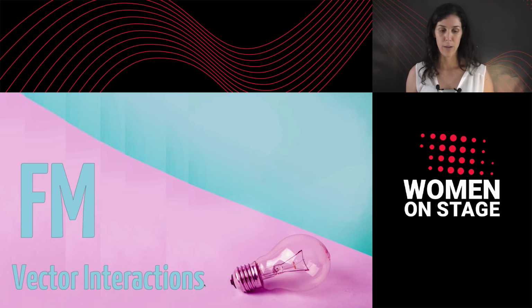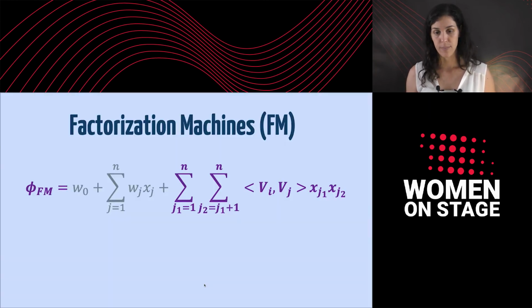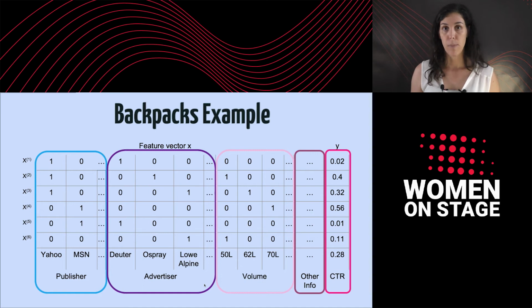So I want to present the third algorithm, factorization machine, or in short, FM, which uses vector interactions. As you can see, I still have the linear term of the logistic regression, but now I have another term, and it's represented by vectors. What do I mean by that? If we look back at our matrix, we now create a vector of publisher, a vector of advertiser, and a vector of volume, and we take the dot product of these combinations. Let's look at the example to make it clearer.